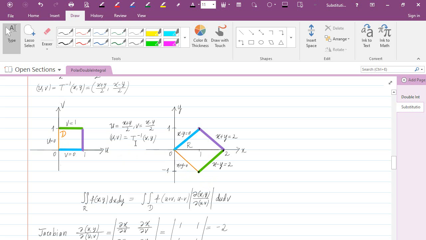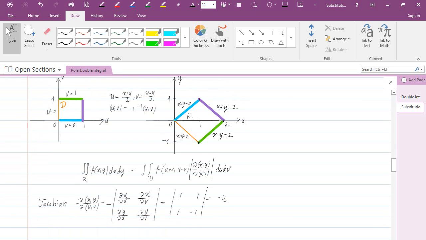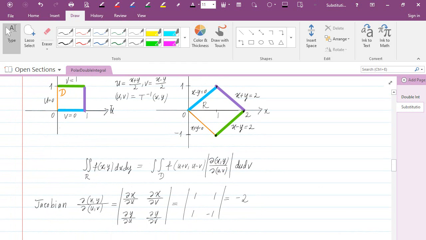So T inverse maps R onto D. So D is the new plane region of integration. So we get that the double integral of f of x, y over R is equal to the double integral of f of u plus v comma u minus v over D. And then we have this extra factor in the integrand that we still have to figure out.